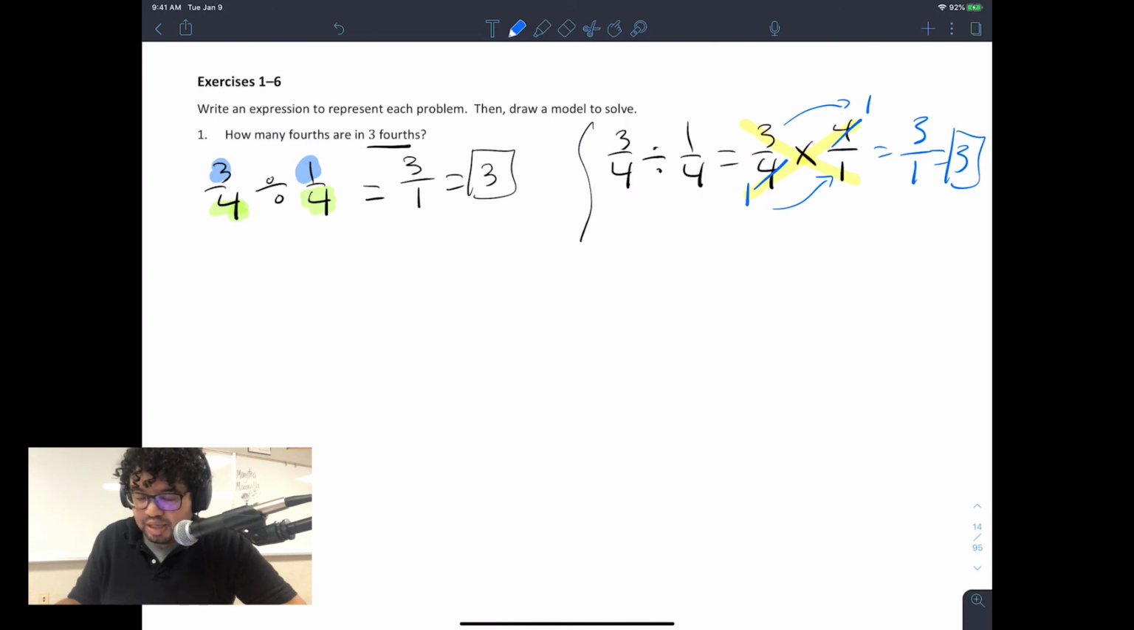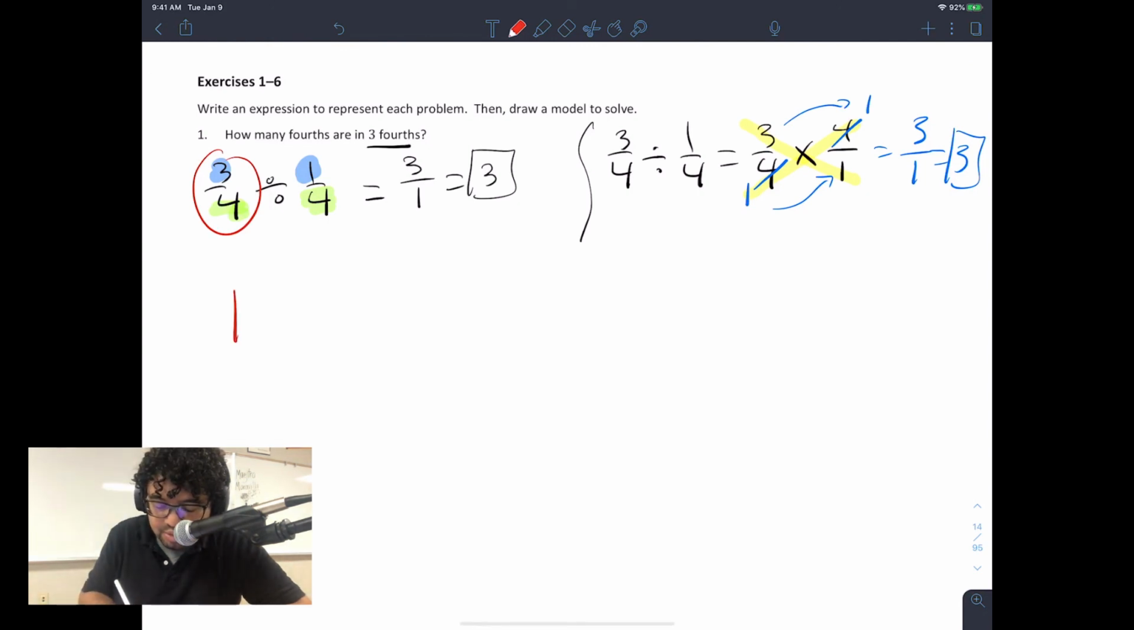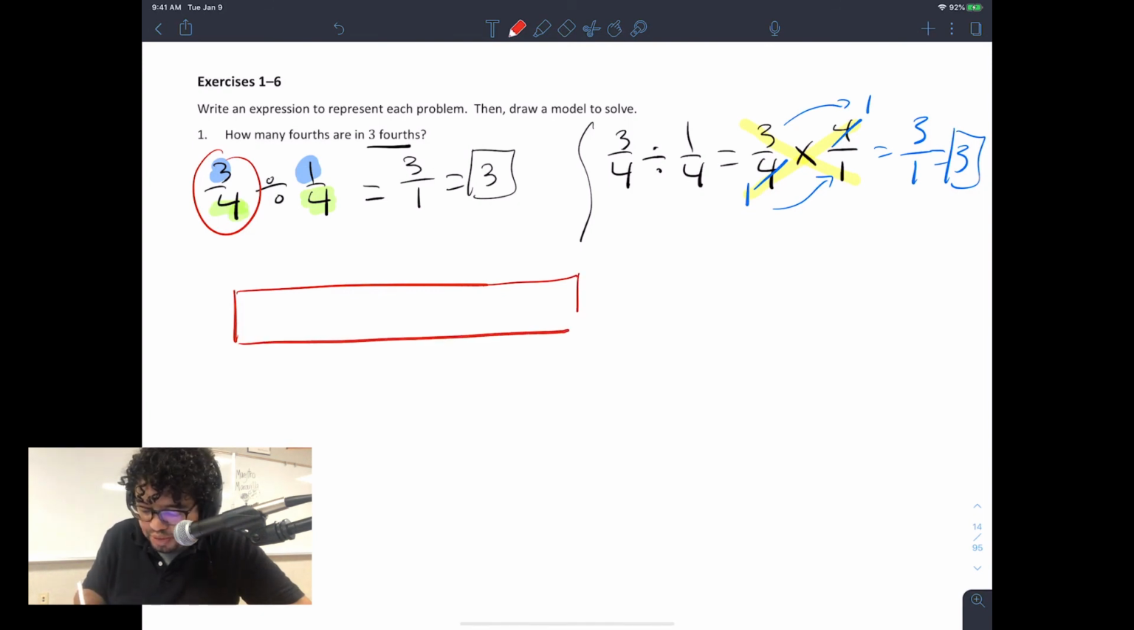So then if I want to do the model, remember to do the model, I'm going to be looking at my first fraction and then doing my model based on that. So I need 4 boxes, and I'm going to shade 3 out of the 4. Let's go ahead and make 4 boxes and shade 3 out of the 4. So break it in half and then break it in half again. Then I'm going to shade in 1, shade in 2, shade in 3. That's my model, right? 3 out of the 4.